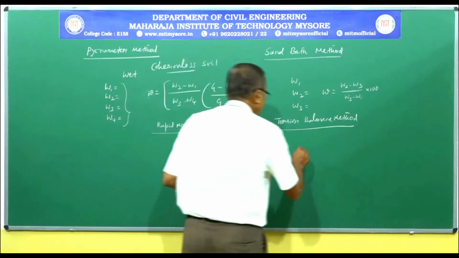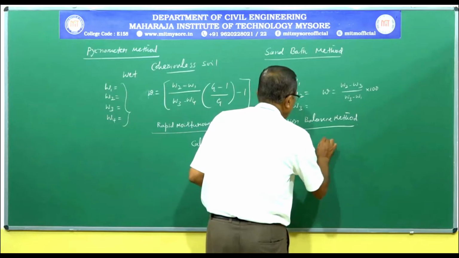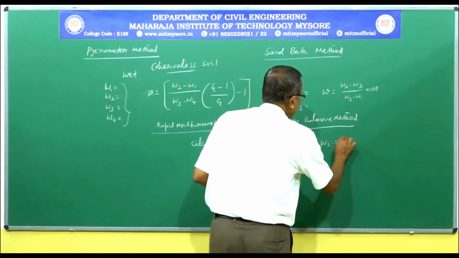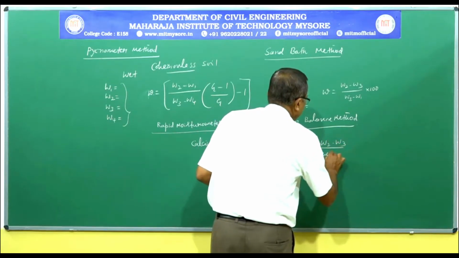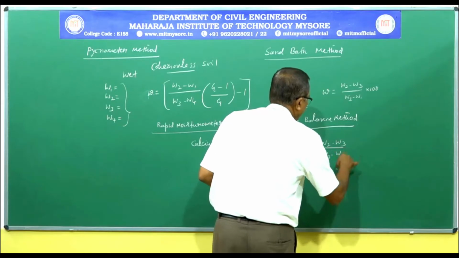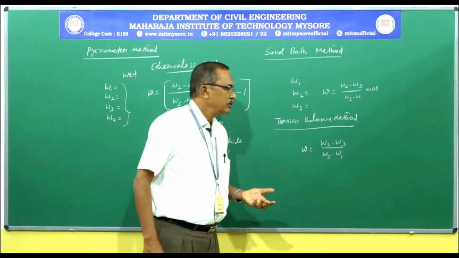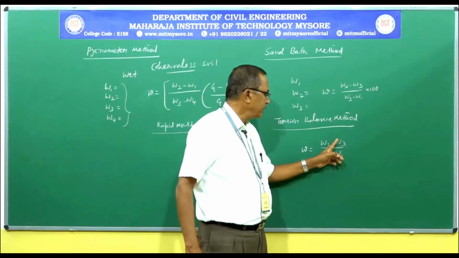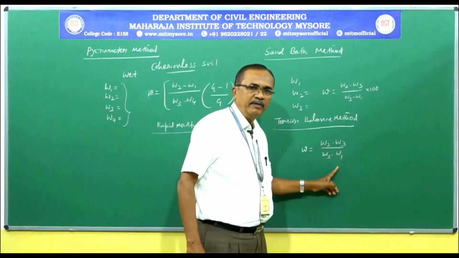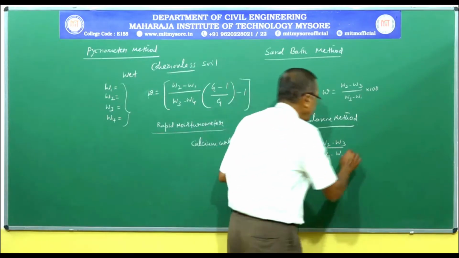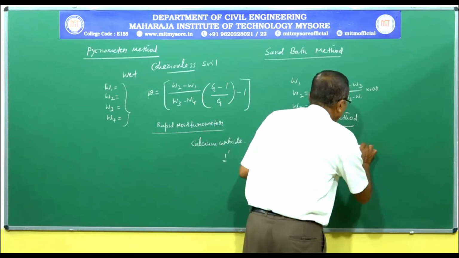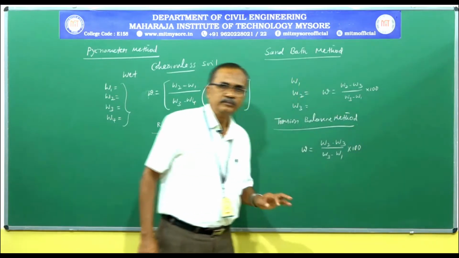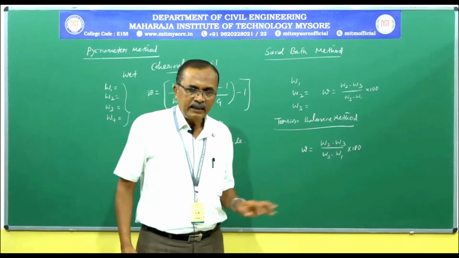moisture content by using the equation w = (W2 - W3) / (W3 - W1). So again, here the water content, the weight of water divided by the weight of dry soil, multiplied by 100, gives you the water content.